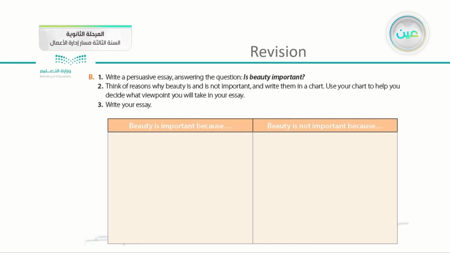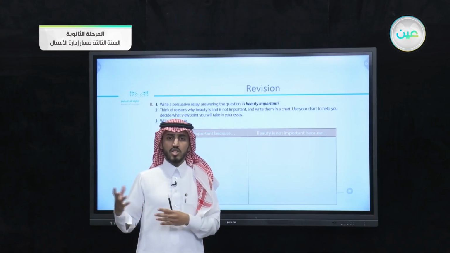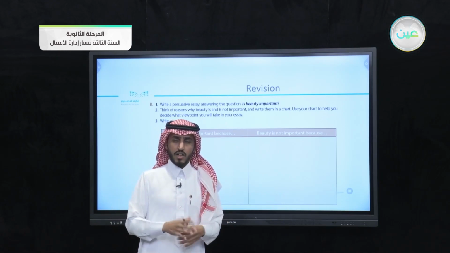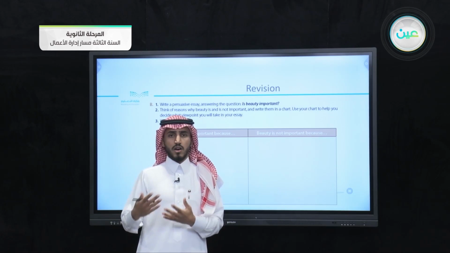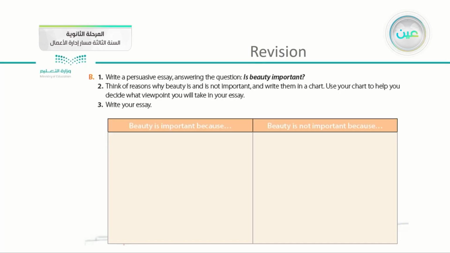We have here a chart that has two columns: Beauty is important because, and beauty is not important because. So pick one of the stances that you are going to go with, so you can research information regarding this opinion or this stance. Then let's read the questions together.